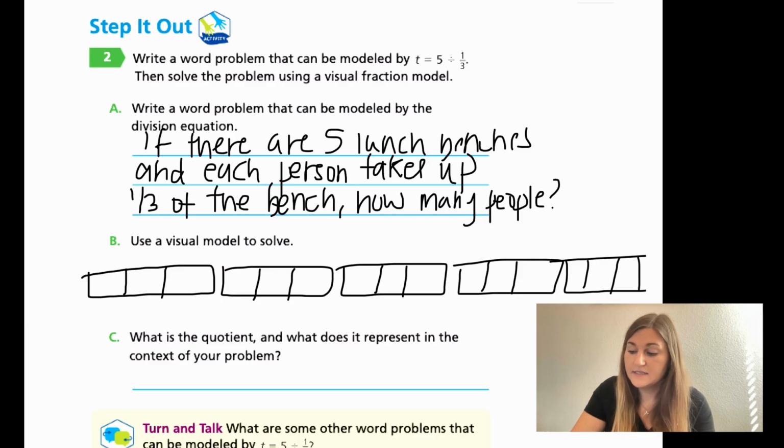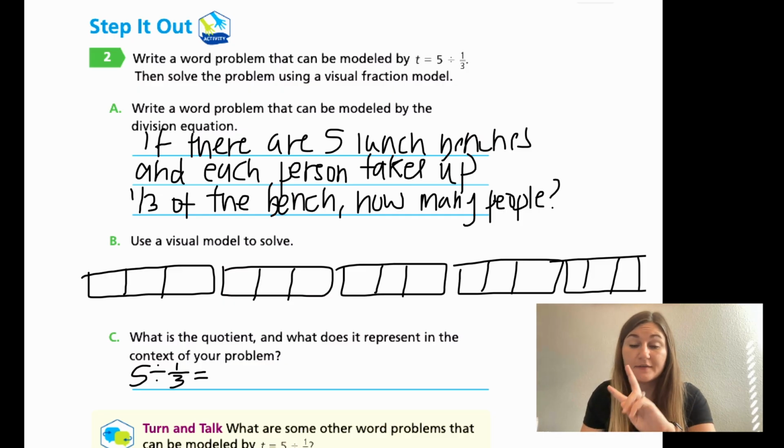All right, and then what is the quotient? So remember, I had 5 divided by 1/3. So we know that if I have 3 on each of the 5 benches, that's going to be 15. I want to show you how to do that flip and multiply that I mentioned in the last lesson. So with my 1/3, my rule for dividing fractions is always flip the second number and multiply. Flip the second and multiply.